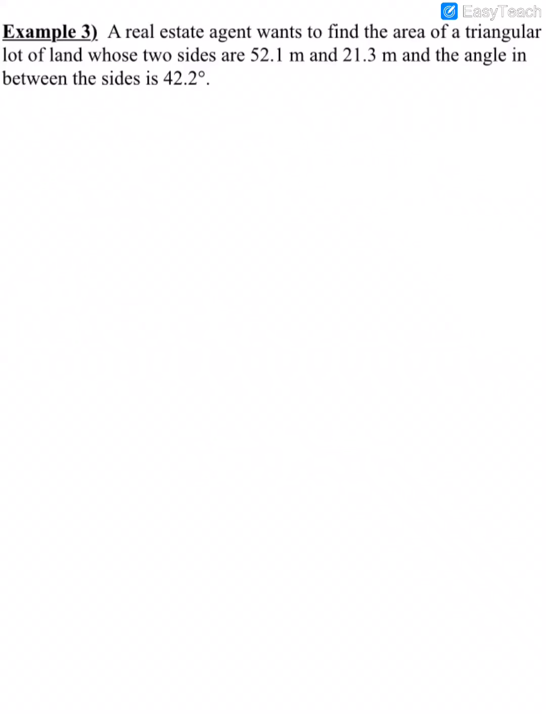A real estate agent wants to find the area of a triangular lot of land whose sides are 52.1 meters, 21.3 meters, and the angle between the sides is 42.2 degrees. They didn't label any of these as A, B, C, so it doesn't matter which form of the area formula we use. So let's just look at it like this, and we'll call our angle A, and our sides B and C.